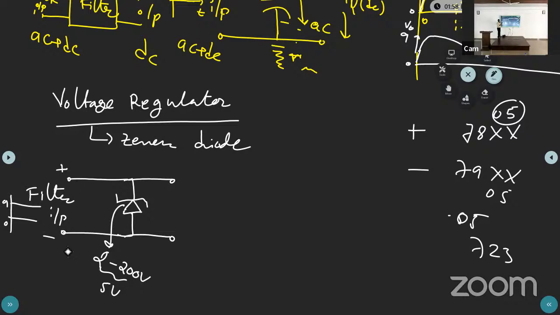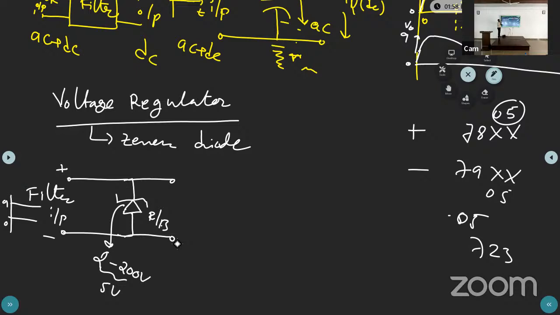How much voltage are we applying? 9. But here the diode is connected in reverse bias or forward bias? Positive connected to negative of the Zener diode and the negative connected to positive of the Zener diode. So now the Zener diode is in reverse bias.